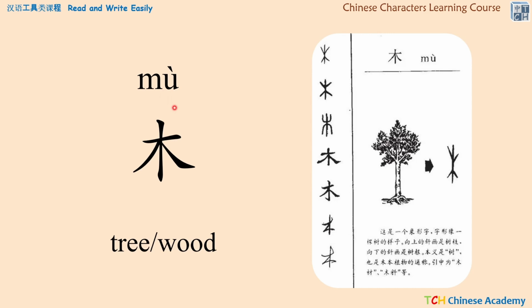Mu. So this mu is an independent character. It also can be a radical of another word to represent that this character has something to do with the tree, with this mu radical.